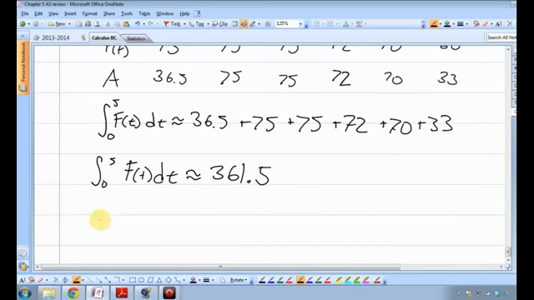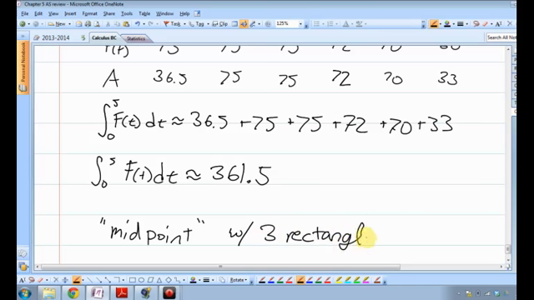Next one is the midpoint rule with 3 rectangles. Question? What's the difference when you do left rectangle and right rectangle for the values? The difference is where you evaluate the function.